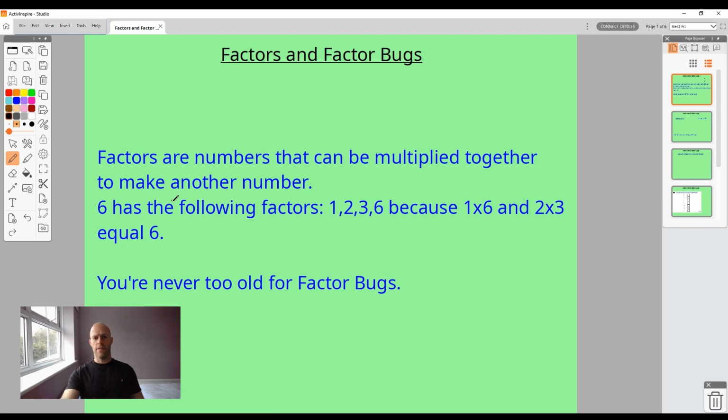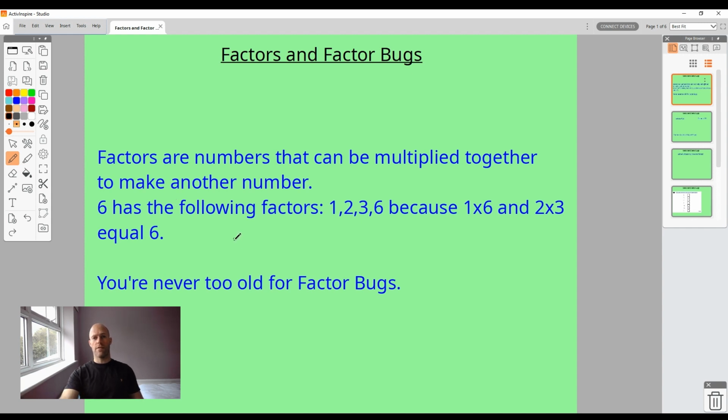In normal language, a factor is a number that can be multiplied together to make another number. So in mathematics, or whatever level you're at, you've already been using factors, whether you know what you're using or not. My very, very basic example here is 6 has the following factors: 1, 2, 3, and 6, because 1 and 6 multiplied together make 6, and 2 times 3 multiplied together make 6.